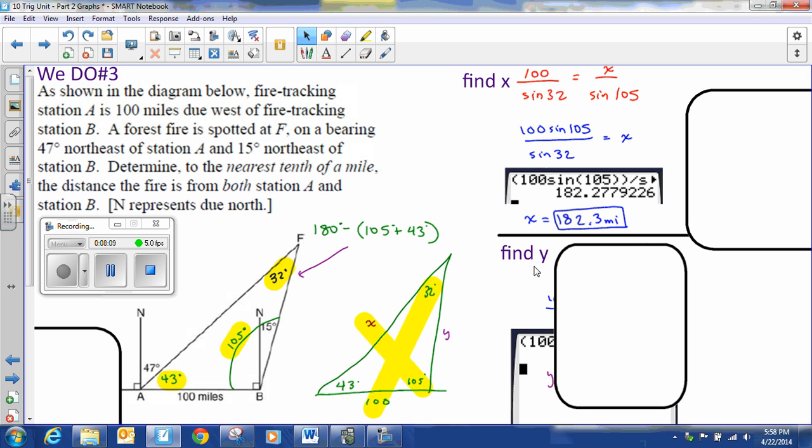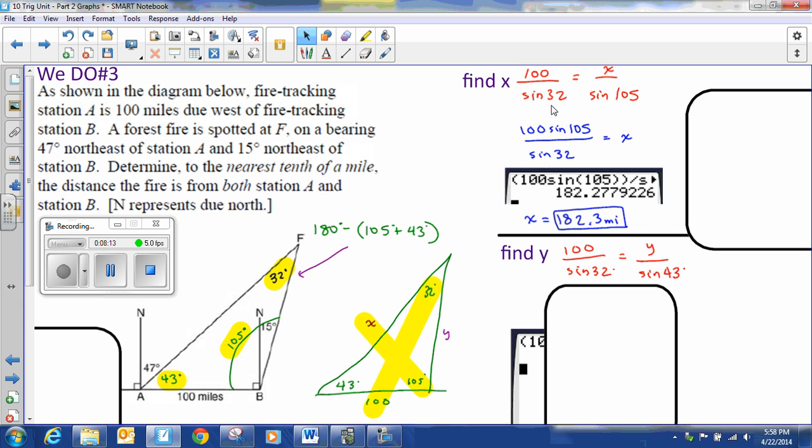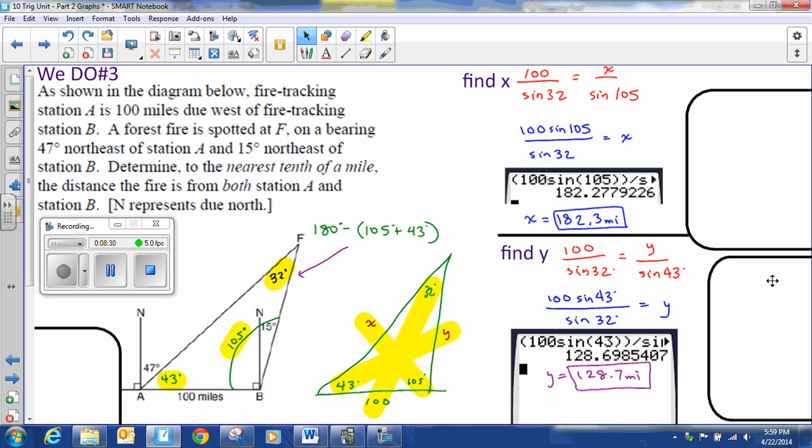Now we're going to find y. To find y, we're going to use the same ratio up here, except this time we want to find out what y is. So we're going to set up y over sine 43 degrees. Same thing as up here, we want to cross multiply, use the calculator to do the math, and the distance from the fire to station B is 128.7 miles.